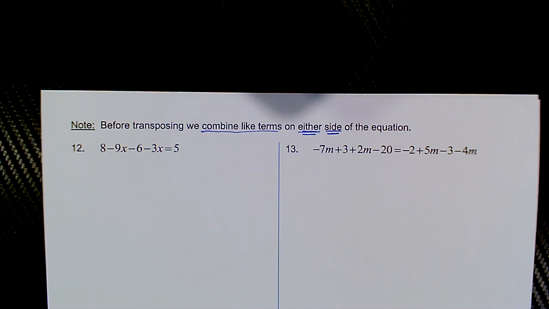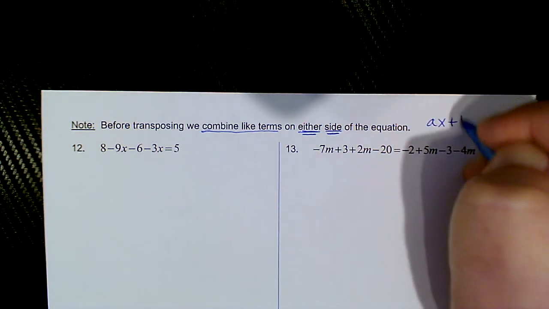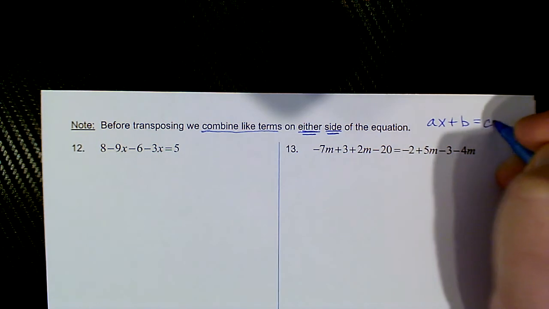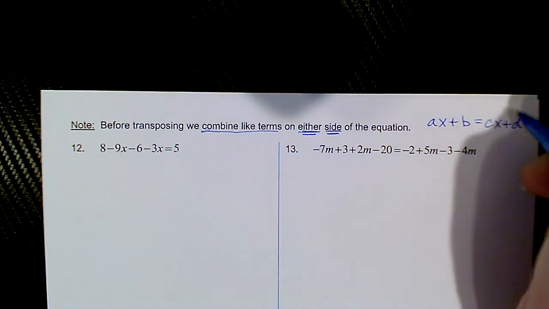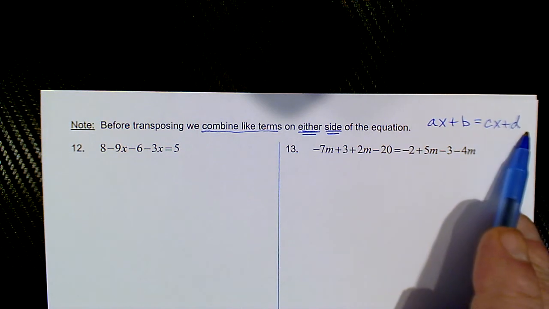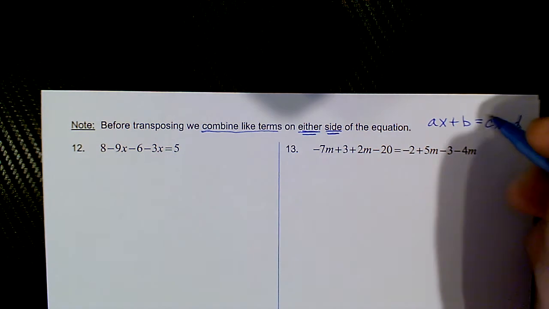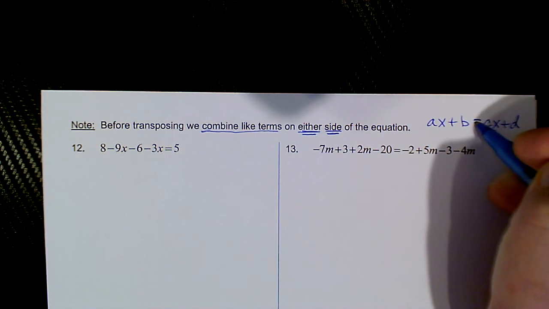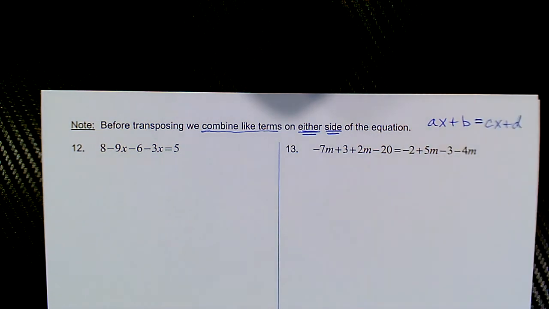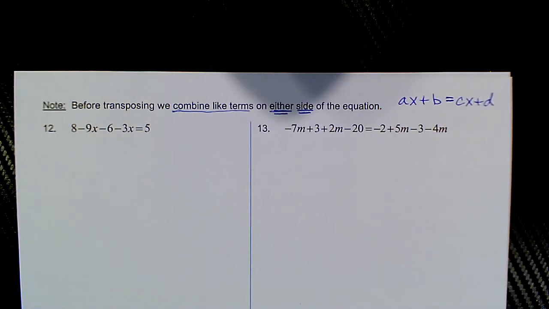So before you start the transposition, the worst case you should see is ax plus b equaling cx plus d. That is, variable and a constant equals variable and a constant. If there is more than two things on either side of the equals, remember the equals is a barrier that we only cross by performing our transpositions. If there's more than two things on either side, that means we can combine like terms first.